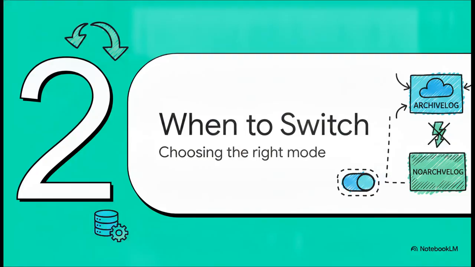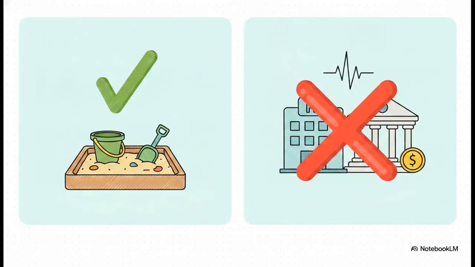Moving on to Section 2, When to switch modes. There is a night and day difference in where you'd actually use these modes. On one side, no archive log mode is perfect for sandbox, development, testing, and training databases. In those environments, raw performance and saving disk space definitely trump data security. I mean, if a dev database crashes, you just rebuild it, right?